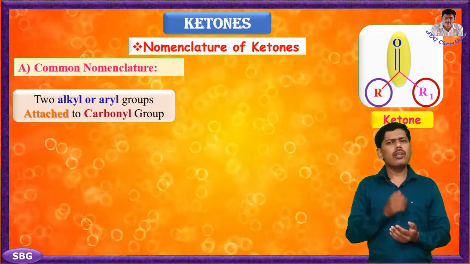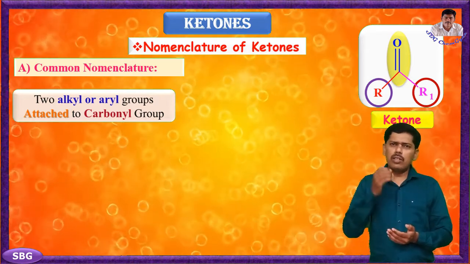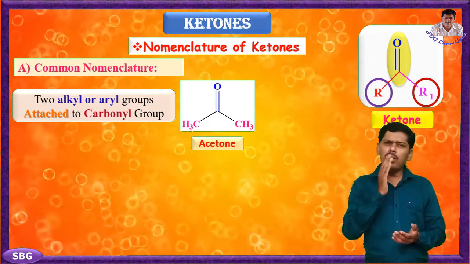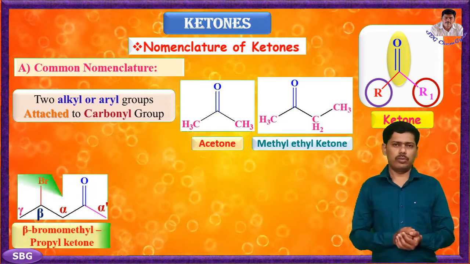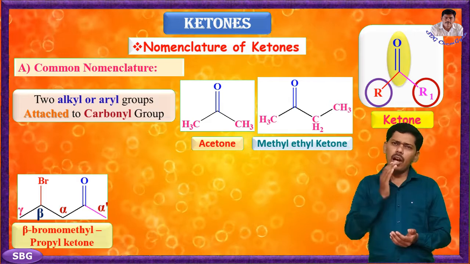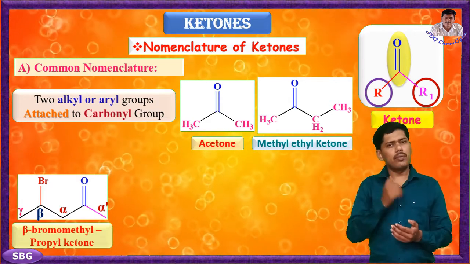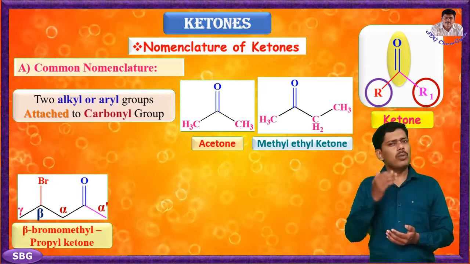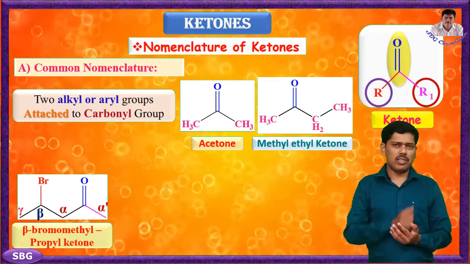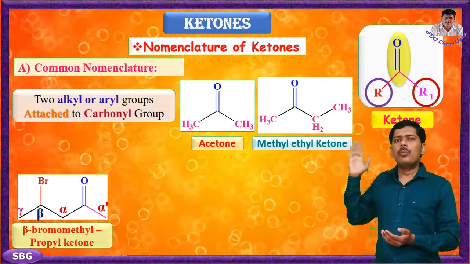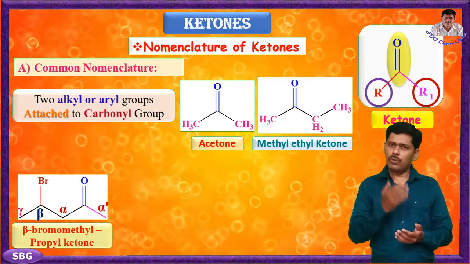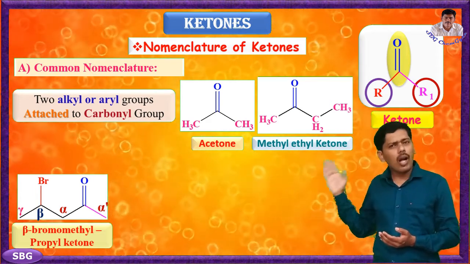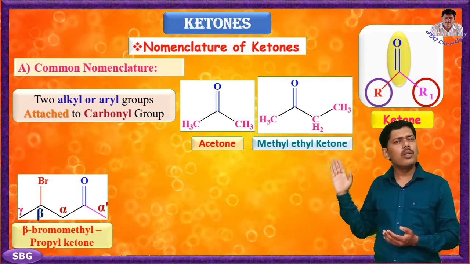Some ketones have historical common names. For example, the simplest ketone is dimethyl ketone, that is acetone. Another example is ethyl methyl ketone. The location of substituents is indicated by Greek letters alpha and alpha dash, beta and beta dash, and so on, beginning with the carbon atom next to the carbonyl group indicated as alpha, alpha dash. For example, beta-bromomethyl propyl ketone, where the bromide substituent is attached at the beta position to the carbonyl group of ethyl methyl ketone.